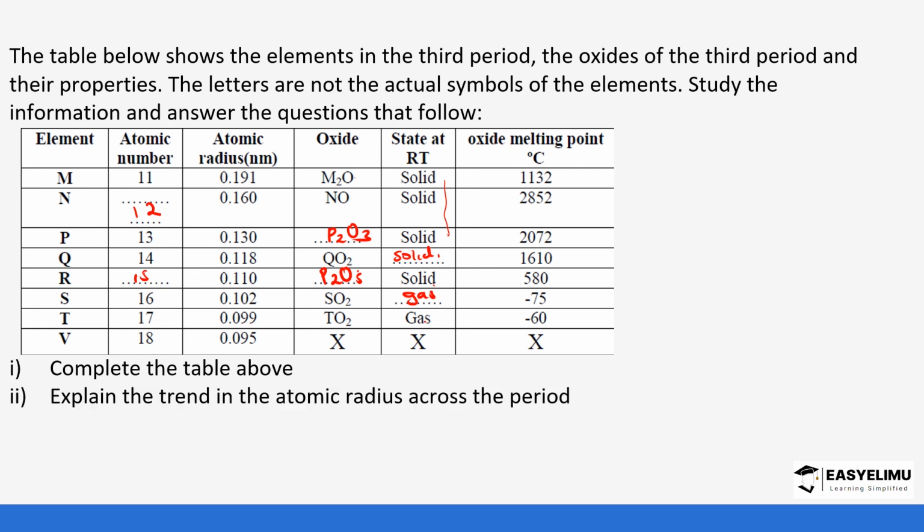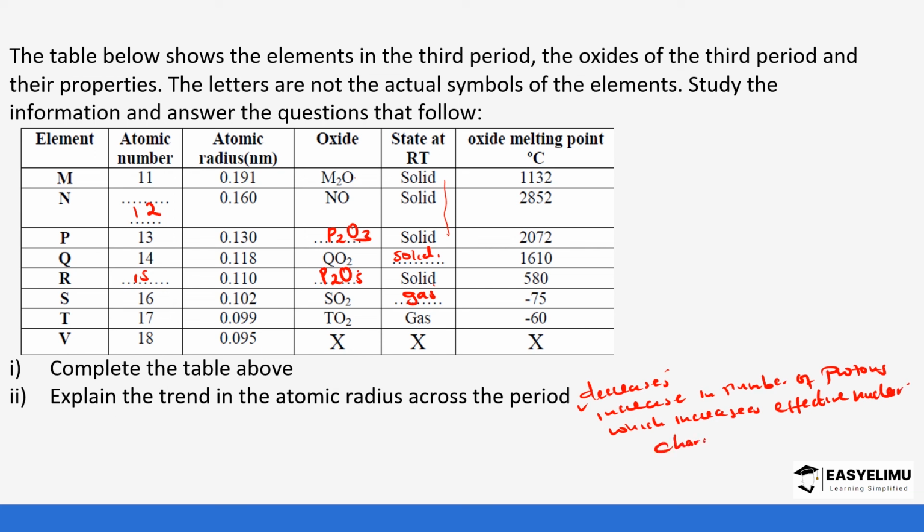That's it. Explain the trend in the atomic radius across the period. We said it decreases because there is an increase in the number of protons, which increases the effective nuclear charge. So the outermost electrons are attracted closely to the nucleus across the period.